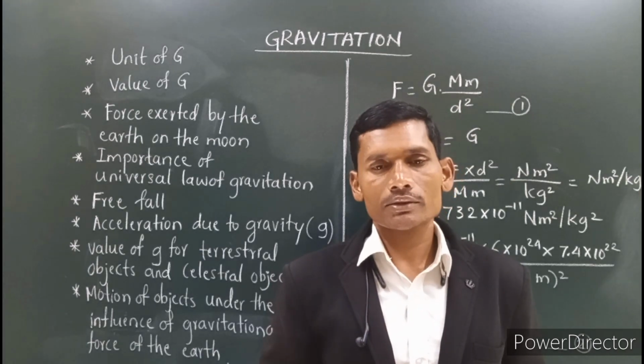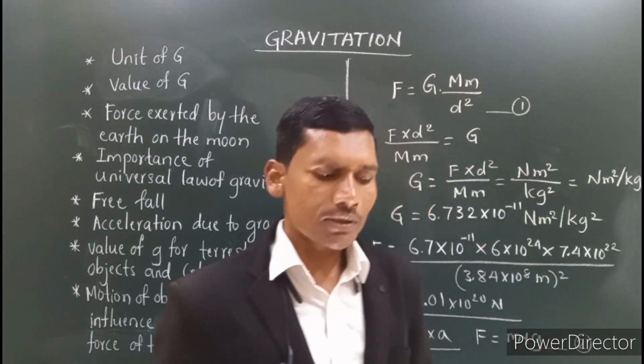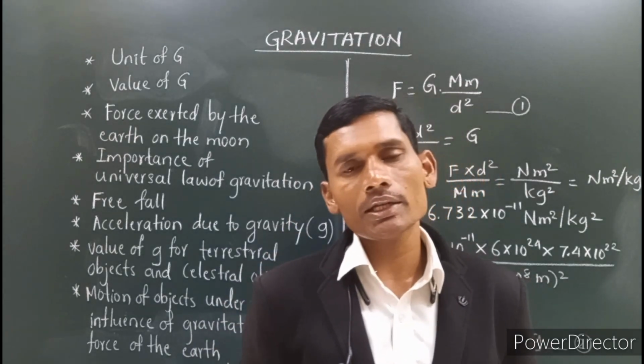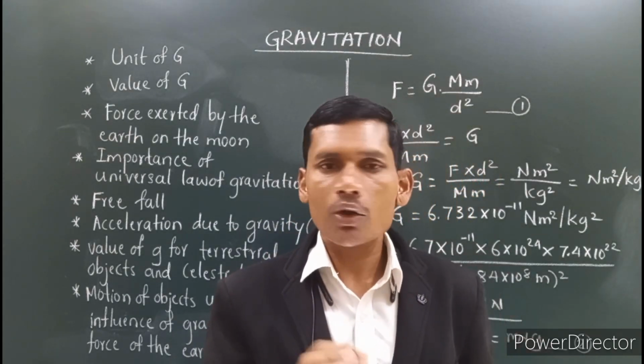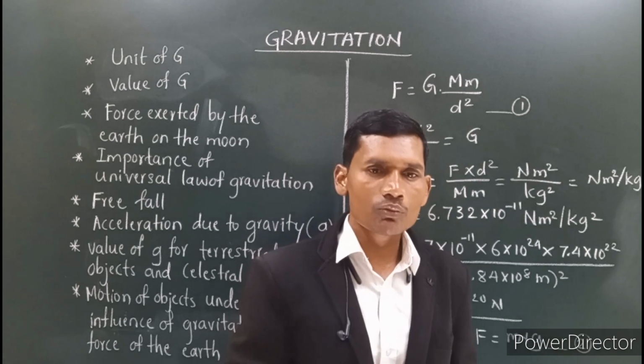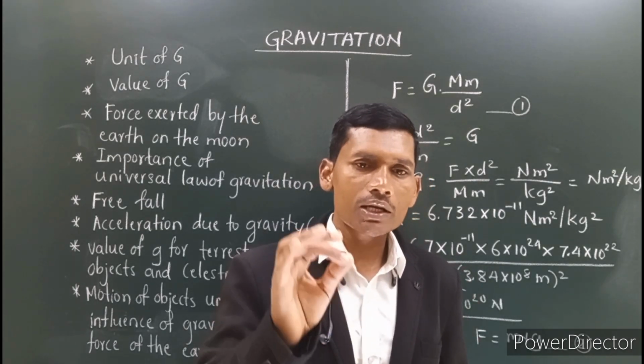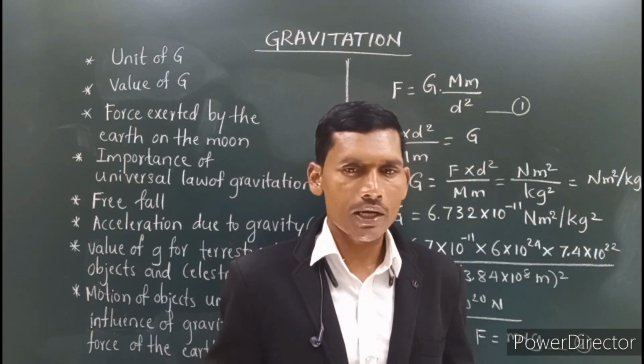There are two cases. When the object is near the surface of the earth or on the surface of the earth, it is called a terrestrial object. When it is under some motion, its motion is under the influence of only the gravitational force of attraction.